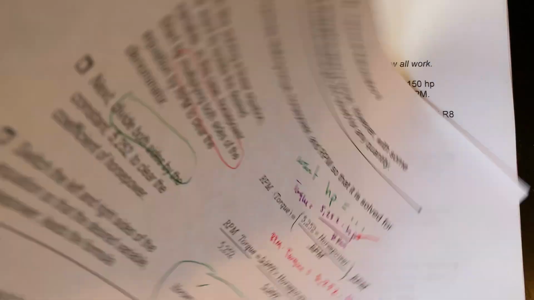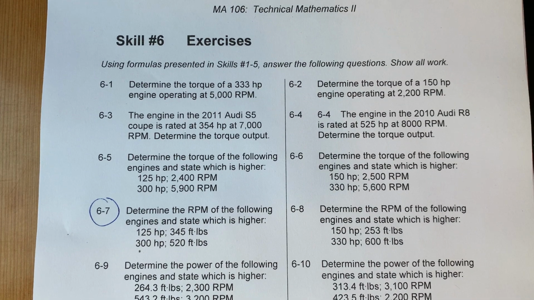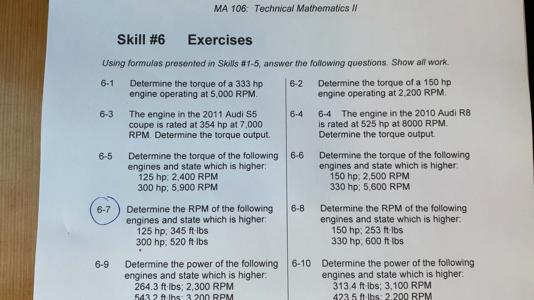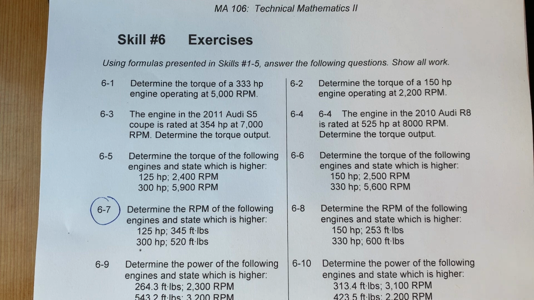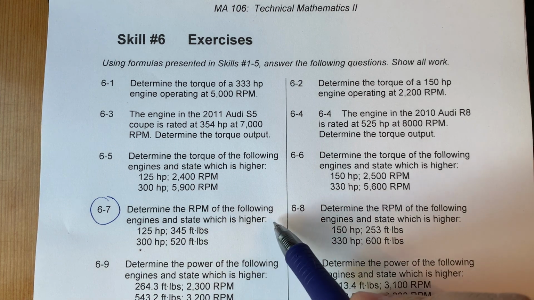I want to look at another one from the exercises. I want to look at number 7. You could imagine, right, so you have torque. We just did it where we rearranged it and solved it for the horsepower. So let's do another one. The third version here would be solving for the RPMs. So number 7 here says determine the RPM of the following engines and state which is higher, right? Which of these two has the higher RPMs.